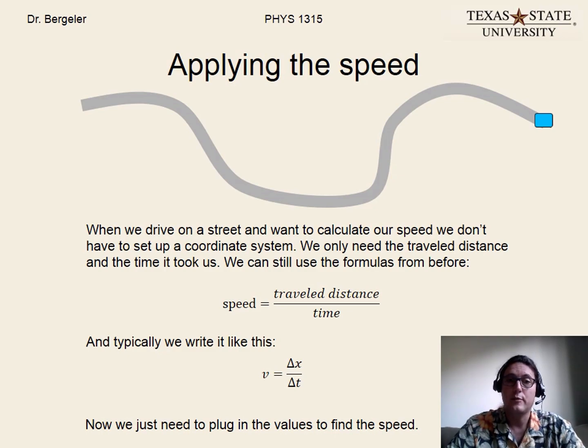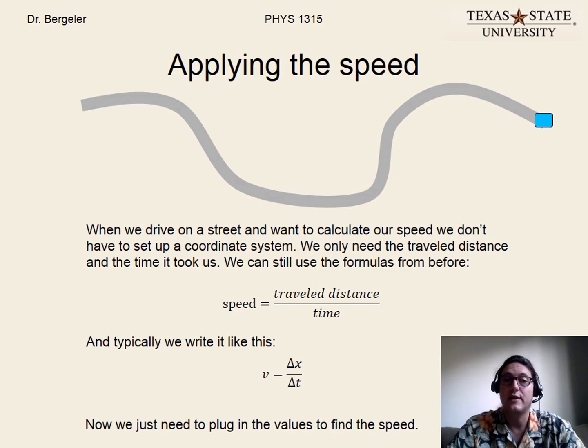We use the formula from before. We calculate the speed as equal to the travel distance divided by the time. We don't care about the direction at all. Also, we don't even set up a coordinate system. It doesn't apply for our problem. And typically, we write it like this, v equals delta x divided by delta t, and we know that we only deal with positive values, that we don't have the direction information there, but this is just way shorter to write down. Then delta x is just the variable for the travel distance, and delta t is the variable for the time, how long it took us.